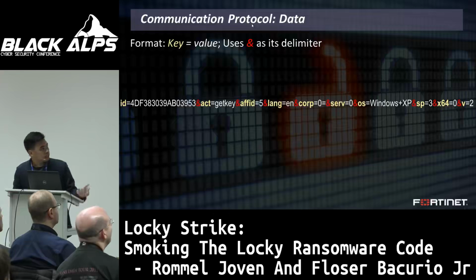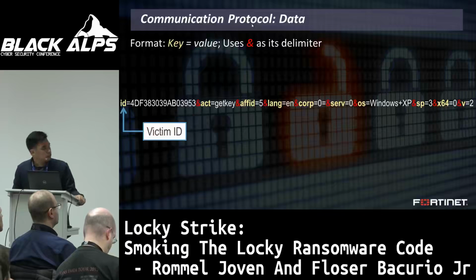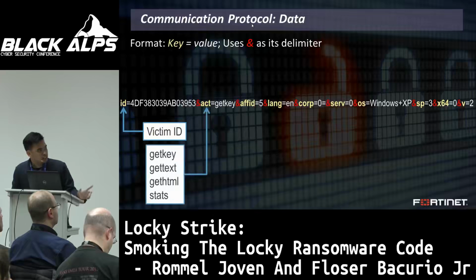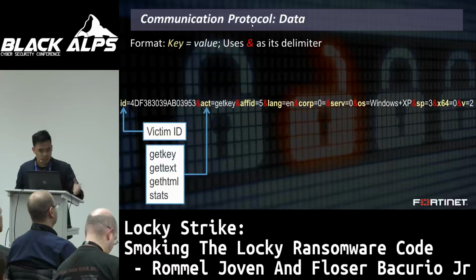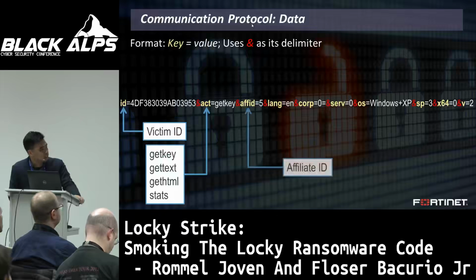We have here the key, and it uses the ampersand as its delimiter. First is the victim ID, as we discussed a while ago. Next is ACK, or action. These actions are get key, get text, get HTML, and stats. Get key is to get the RSA public key from the CNC. Get text is to get the ransomware text. Get HTML is to get the HTML ransomware text. And stats is how many files are encrypted and how many failed, and that's it. And then next is the affiliate ID.